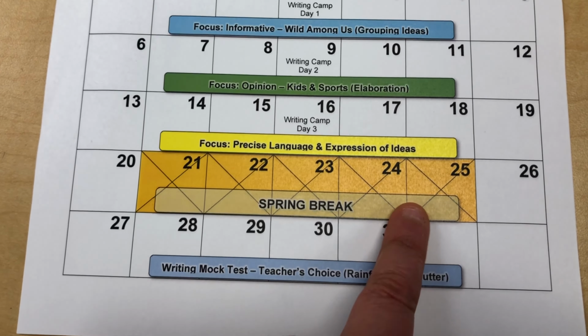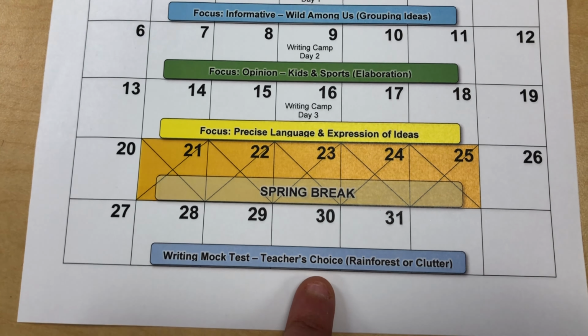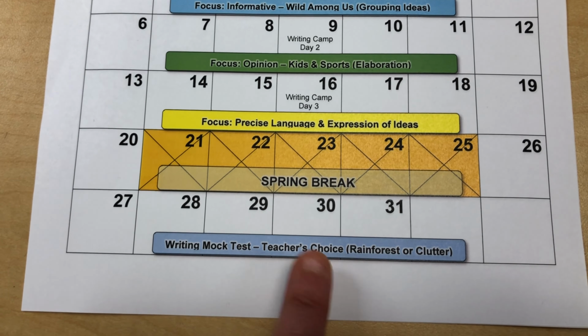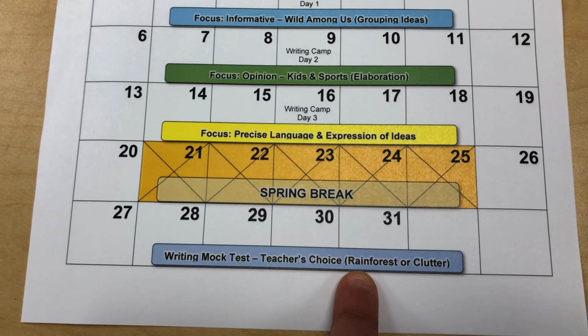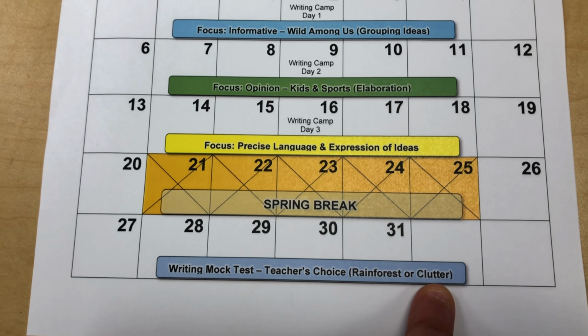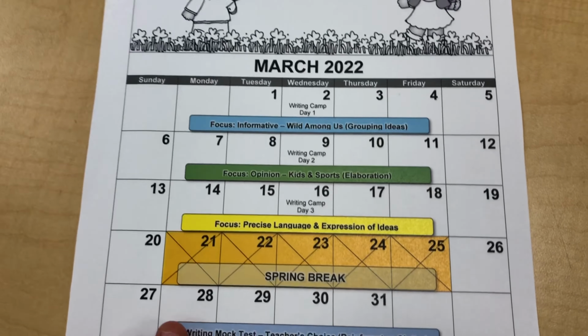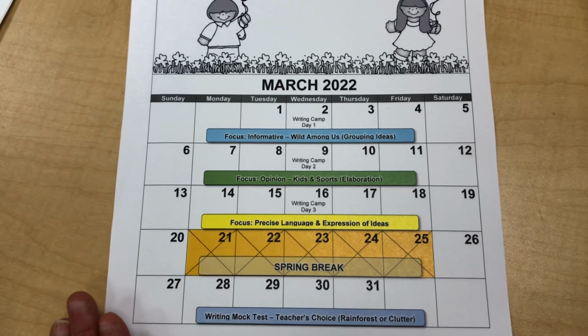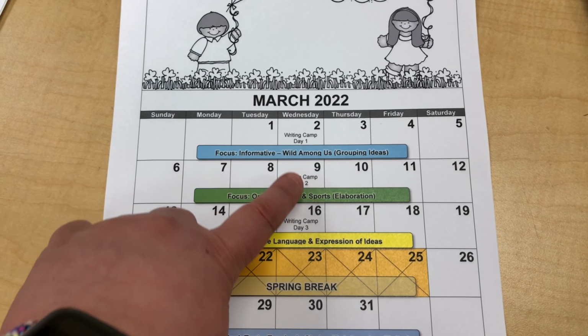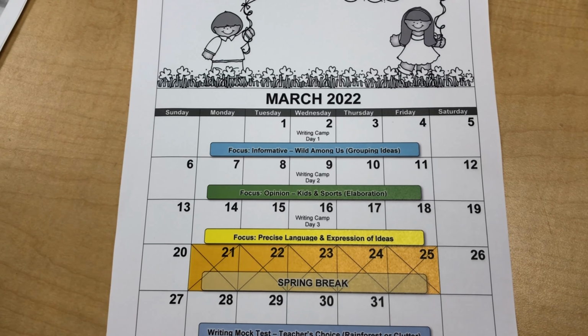Then we have spring break, and after spring break, the teachers will do a writing mock test in their classrooms, and they'll choose whether they want to do an informative prompt or an opinion prompt based on their students' needs. So this is pretty much what we're thinking on doing for writing camp, which will only be on Wednesdays, 1 hour in the morning. This is something that I have done in the past back when we were FCAT writing, but we haven't done it in a year.